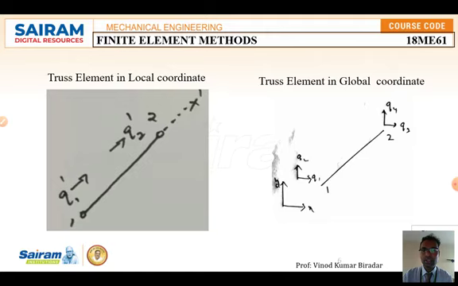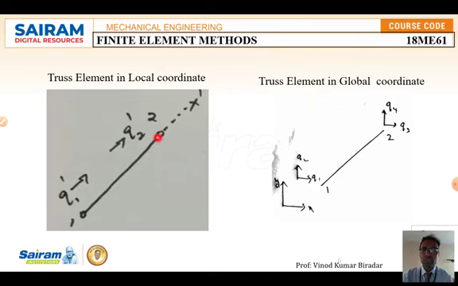Next is the coordinate system. How to denote the truss element in the local coordinate and global coordinate system? In the local coordinate it looks like a 1D element, and in the global coordinate it looks like a 2D element. Look at this element: this is node number 1, node number 2, q1' is the displacement at node 1, and q2' is the displacement at node 2. Coming to the global coordinate, each node has 2 degrees of freedom, along x and y. So at node 1, 2 degrees of freedom q1, q2, and at node 2, q3, q4. This is the difference between the local coordinate and global coordinate system.